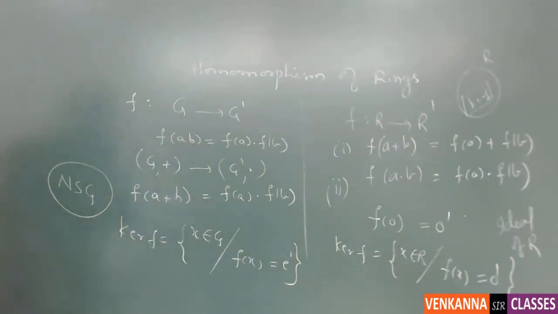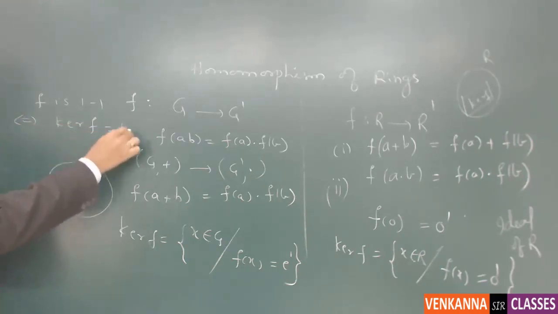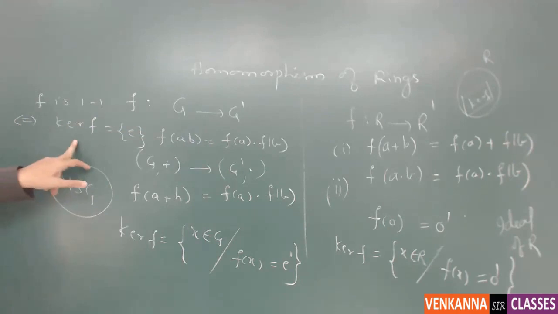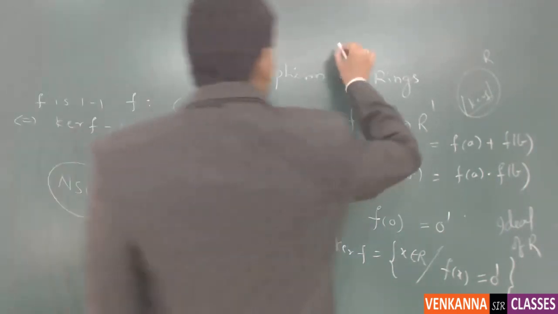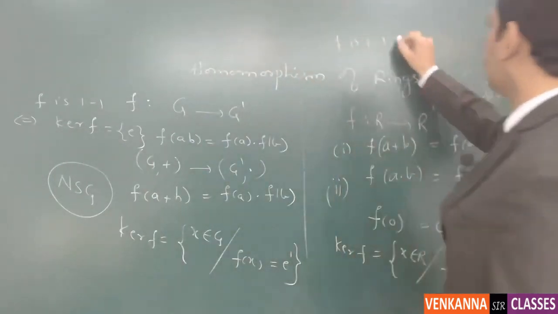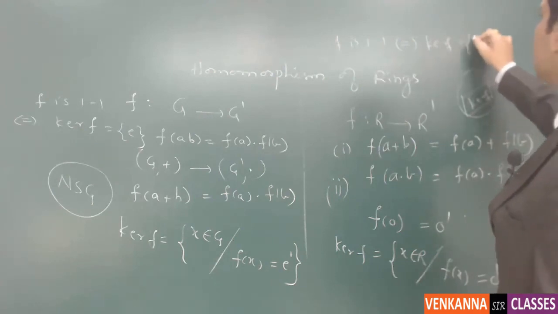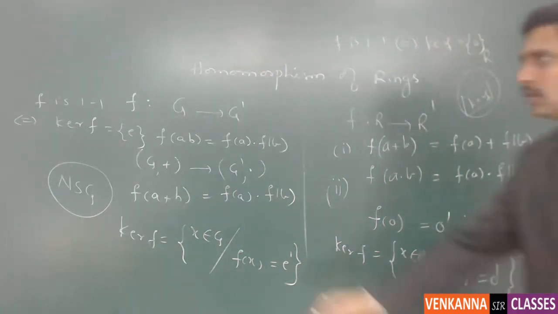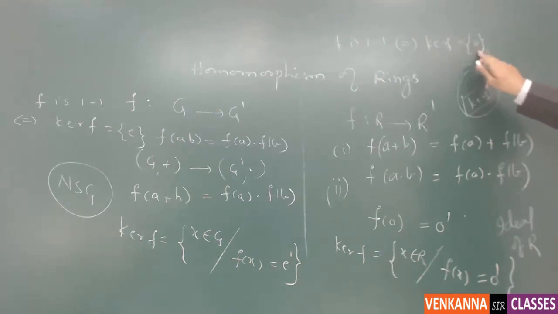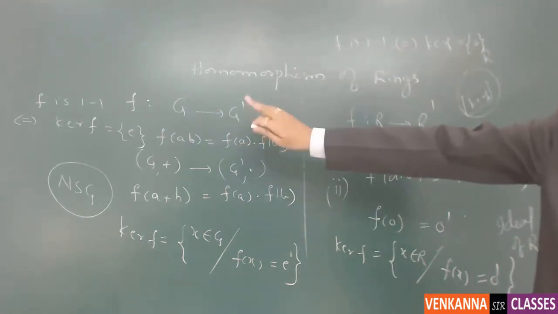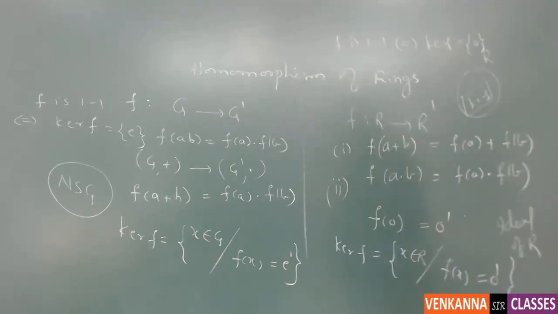And one more result is, there you proved that F is 1, 1 if and only if kernel F equal to singleton E. Can you recollect this property of groups in homomorphism? Same property will come here as it is. So again we prove that F is 1, 1 if and only if kernel F is equal to singleton 0. Now you see the difference. Here we prove the result with identity E. Here we write the result with identity 0. Very similar result. The proof is also very similar. We are going to prove it right now in today's class.